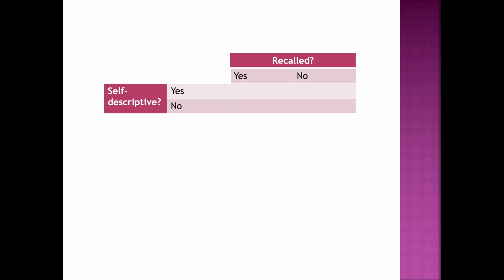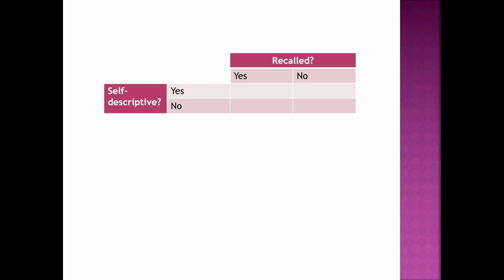The box below it is you recalled it, but you hadn't circled its number on the first pass, so you didn't consider it self-descriptive. So in the top left box, you're going to write down how many words you recalled that were also self-descriptive. In the box below it, you'll write down how many words you recalled that were not self-descriptive. All right.